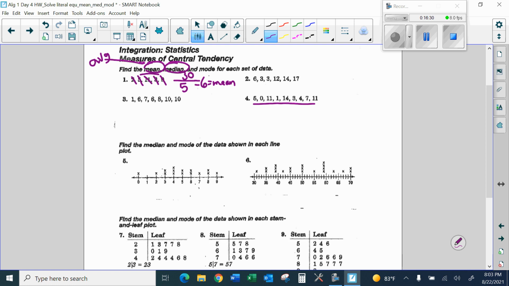And you're doing that for each one of these. And last one is the mode. The mode is the one that occurs the most.